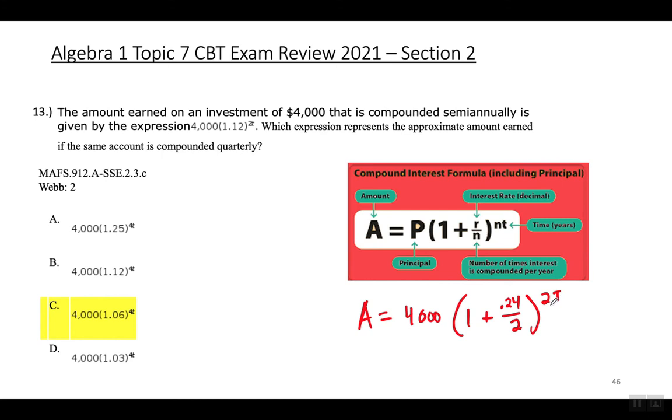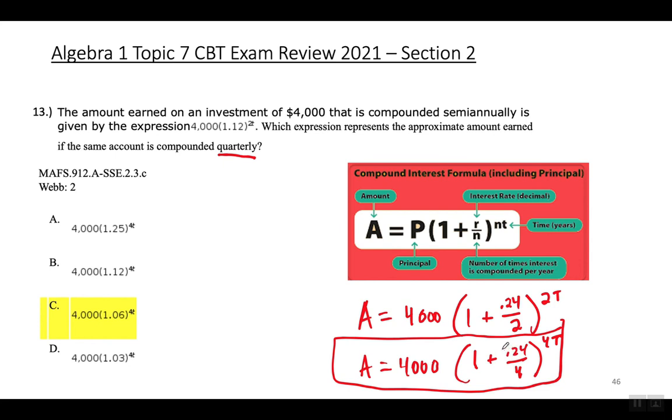If I wanted to change it to be compounded quarterly, that means 4 times per year, right? So I'd have to change it to have a 4 beneath the 0.24 and a 4 here. Okay, when I change it to this, 0.24 divided by 4 is 0.06. And the 4t is on the outside.